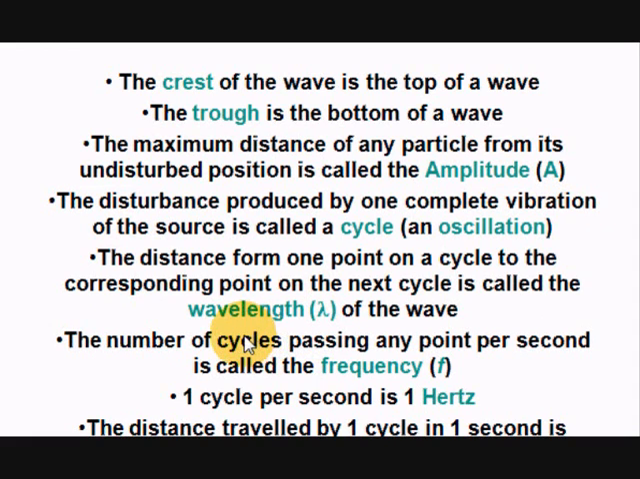And there you see a couple of the points that are brought up. Particularly, 1 cycle per second is called 1 hertz, as opposed to 2 cycles per second, which would be 2 hertz, etc. 10 cycles per second would be 10 hertz. And the distance traveled by 1 cycle in 1 second is called the velocity of the wave.